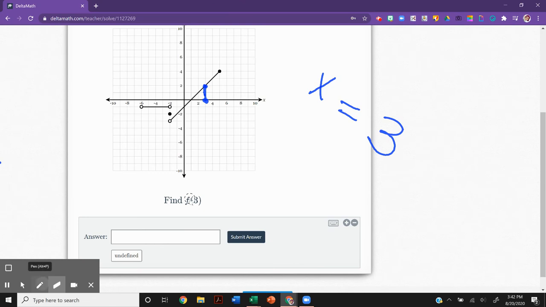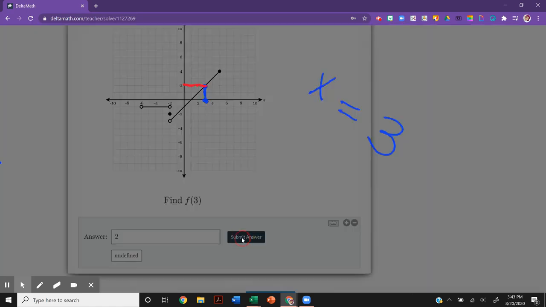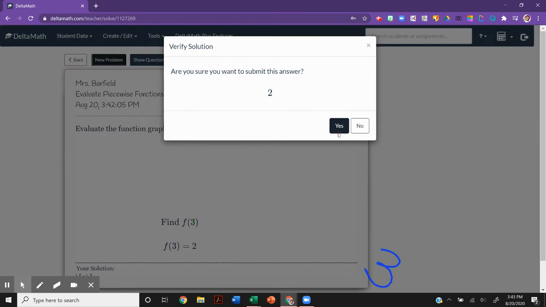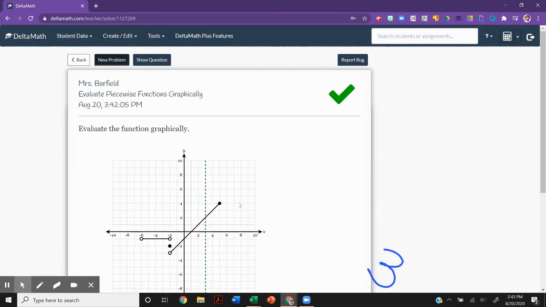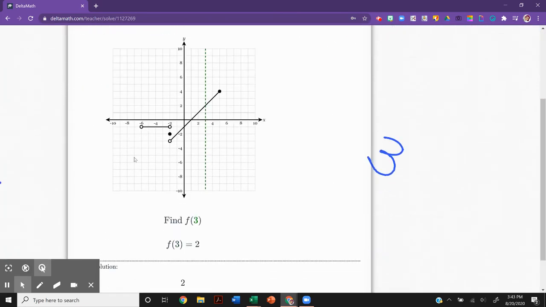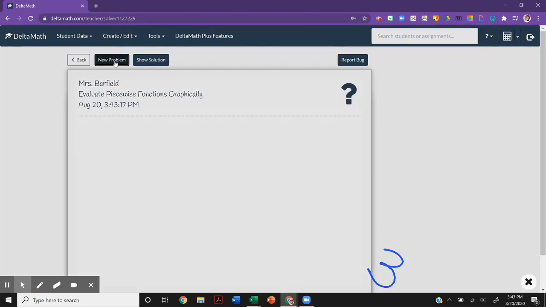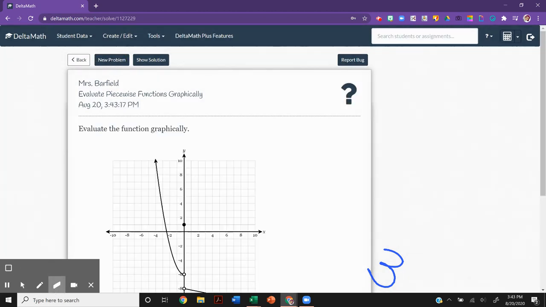Well, I hit the line where y equals 2. So if I switch colors, and I go over to the y-axis, that's at 2. So that means I go down here and I type 2. Submit my answer. Yes. And there we go. All right, so let's do another one.